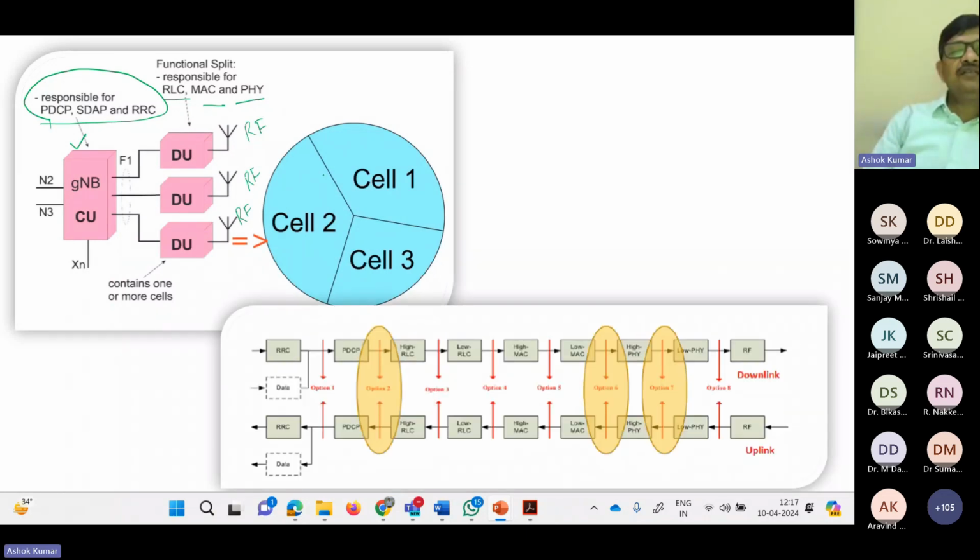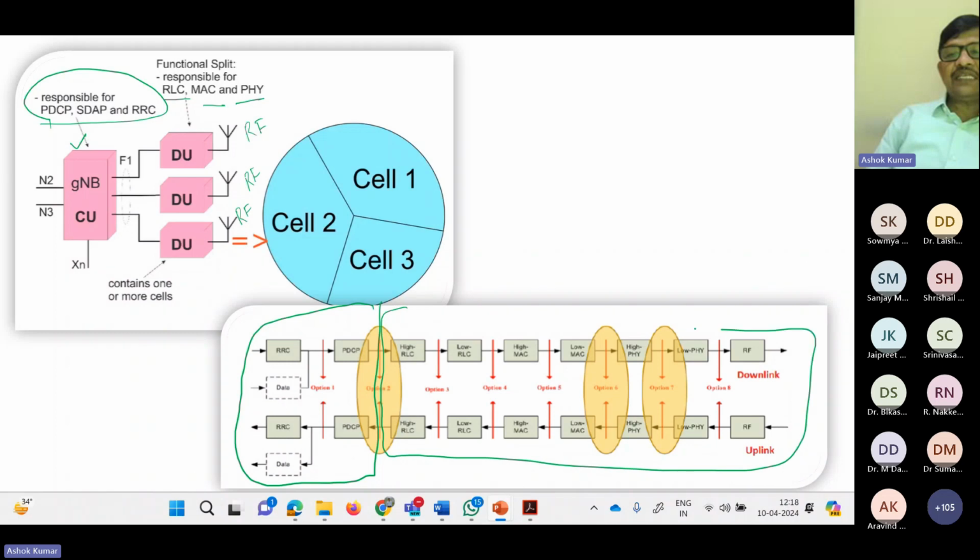So if you look at where this split is, this is split option 2. If somebody asks you which split the 3GPP standard of gNodeB or the RAN is talking about, they're talking about split 2 only, or option 2 of the split. 3GPP follows split 2.